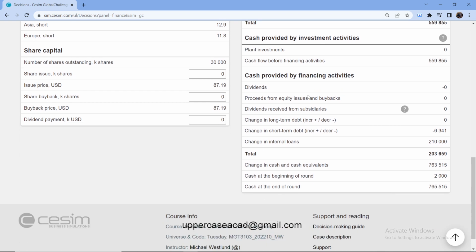If you just move down, you have the dividends here. The dividends received from subsidiaries.